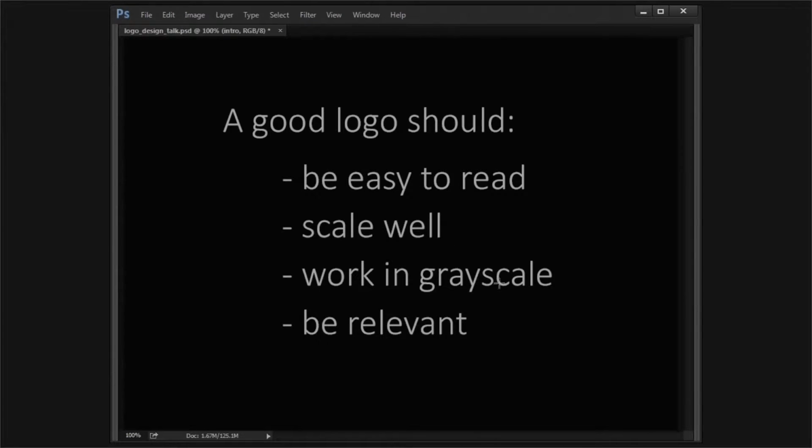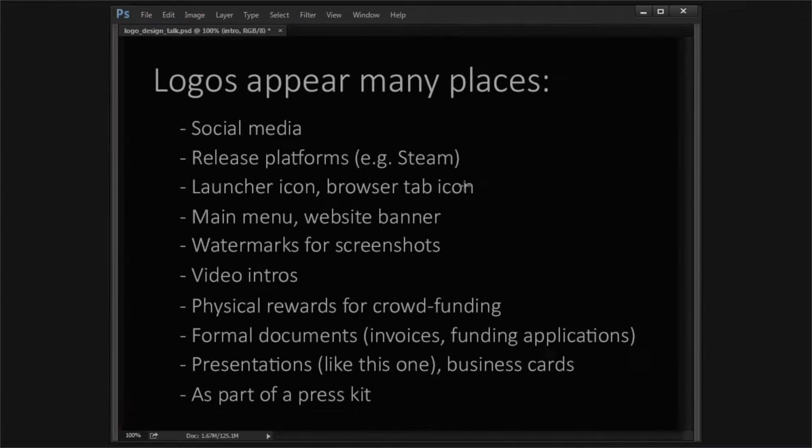So a good logo should be easy to read, should scale well, should work in grayscale, and it should also be relevant. I won't be covering these points linearly. I'll instead be chipping away at them over the course of the talk, and hopefully at the end it'll become apparent what I mean by all of these things. The logo appears in a lot of places. I'm not going to read all of these, but it's to emphasize just how many places it can appear, and it's very important because it's your first impression. It's the first thing people usually see.